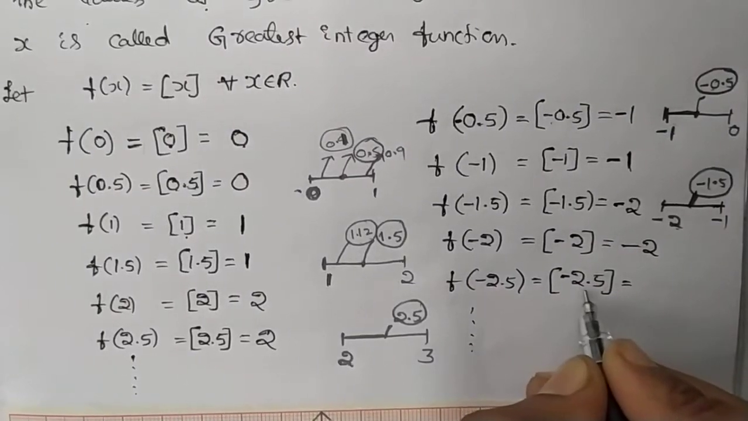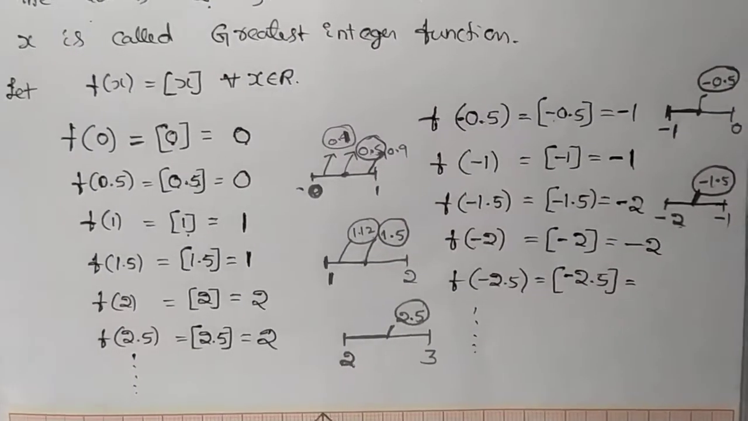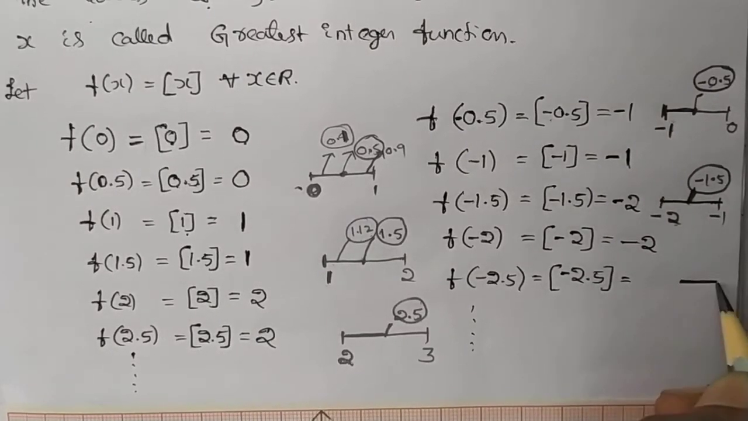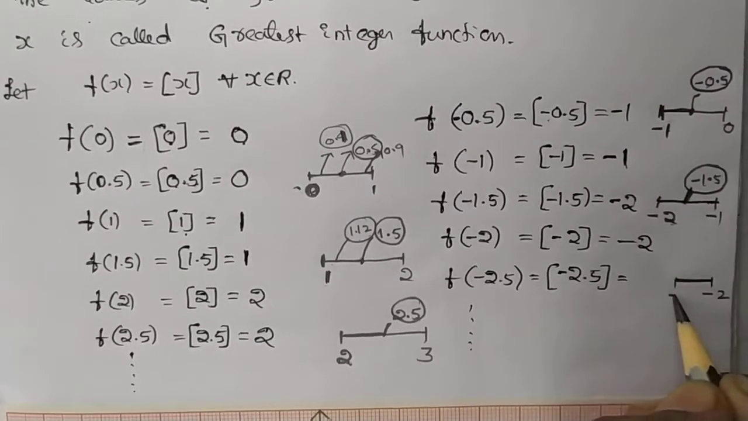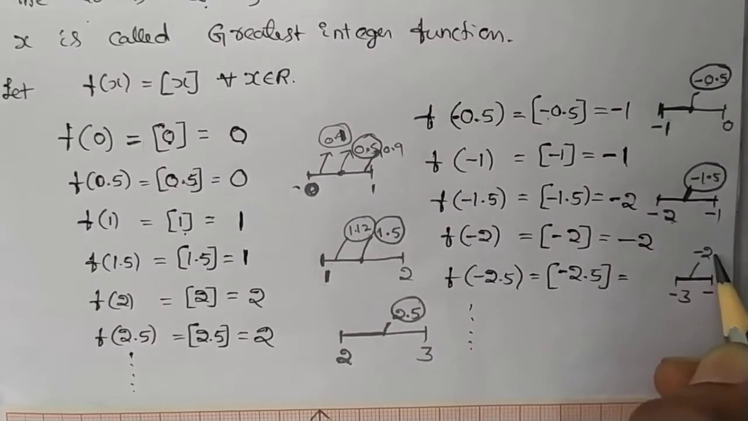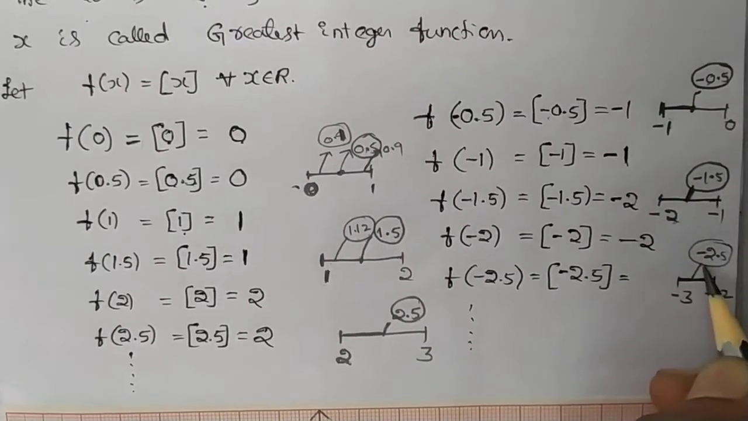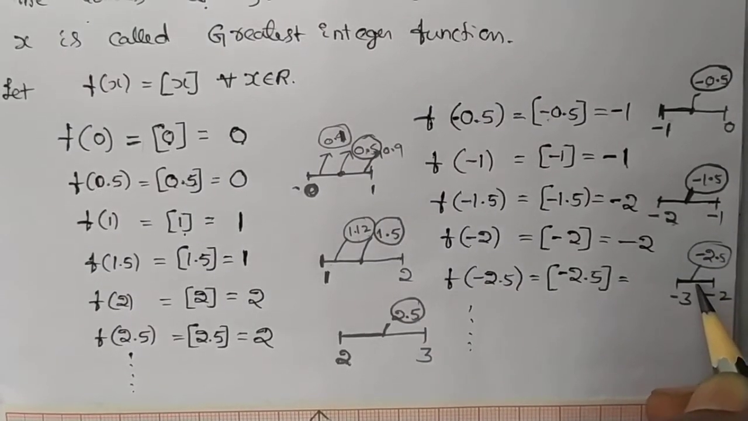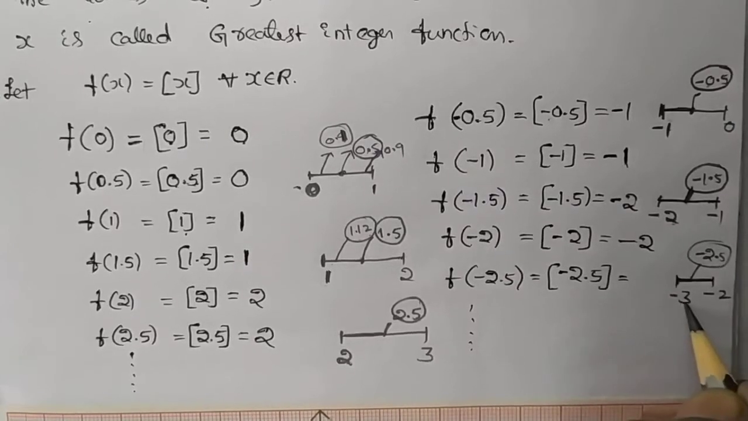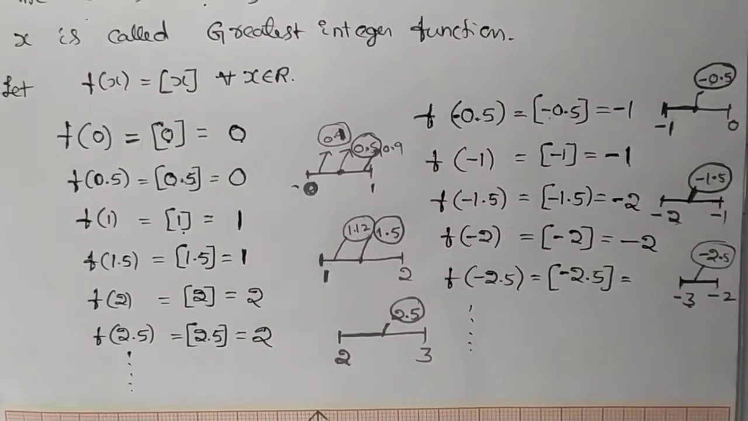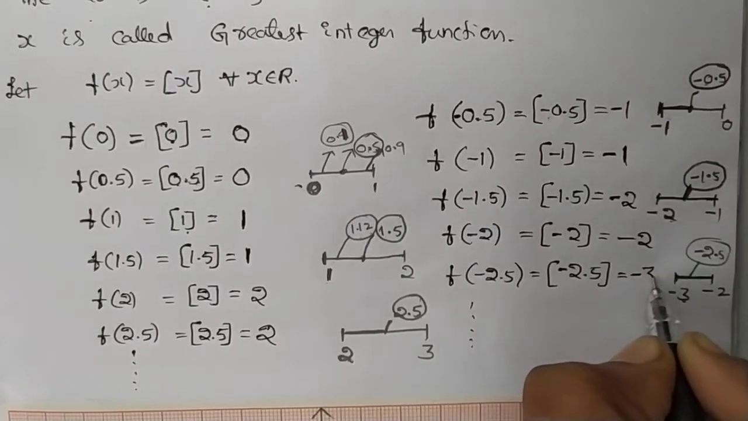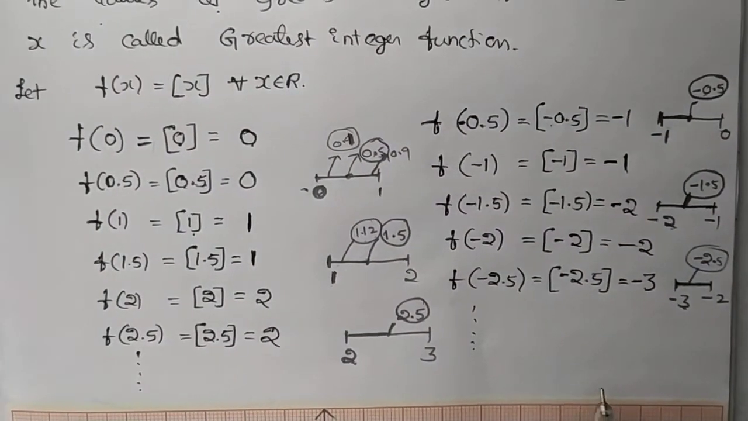What about the greatest integer for the value minus 2.5? Minus 2.5. You just take a number line. It is minus 2 and it is minus 3. Here it will be minus 2.5. The greatest integer for the value minus 2.5 is what? Minus 3. Therefore, the greatest integer for the value minus 2.5 is minus 3. Understood?